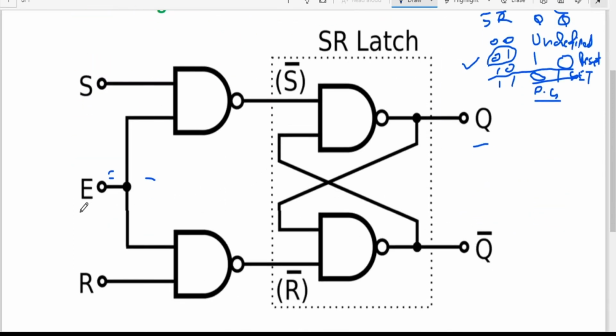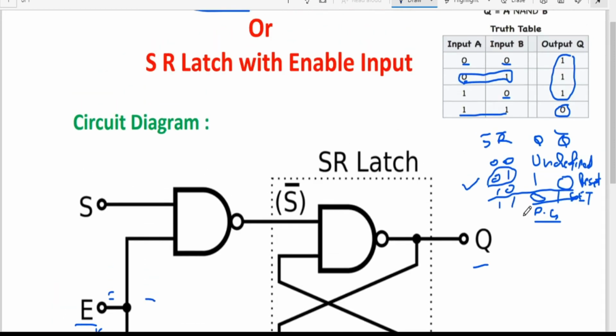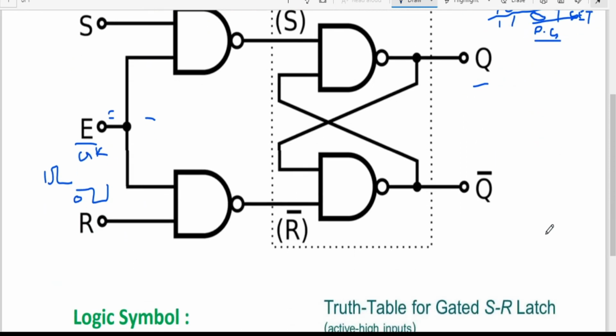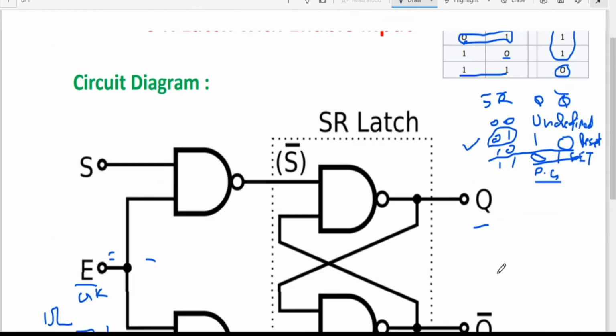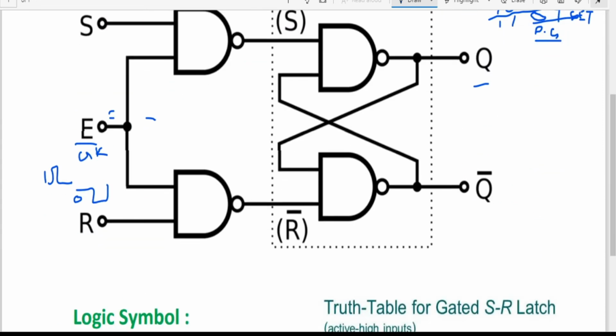In some circuits, instead of E you can find a clock. So on every clock pulse, whether it is high or low, 1 or 0, the NAND gates are going to perform the necessary operation, and the output of those NAND gates is fed as an input to the SR latch, where the SR latch performs according to the truth table we have discussed earlier. So this is all about the gated SR latch, or SR latch with enable input.